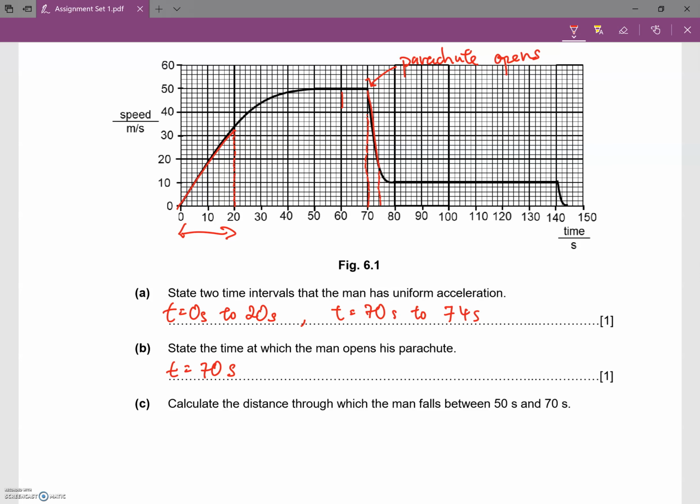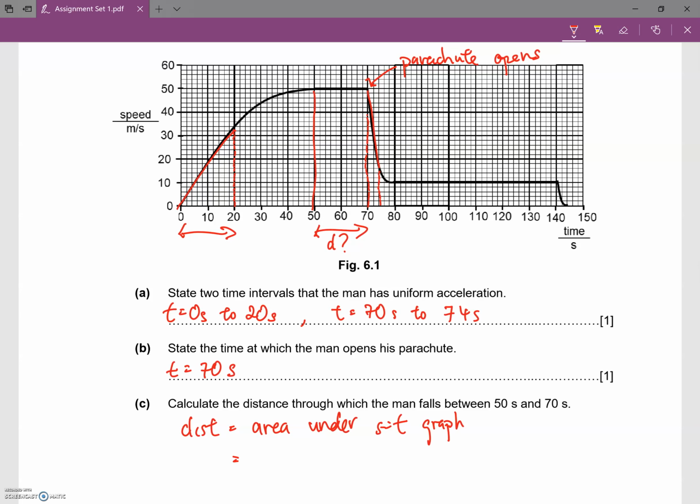So let's also find distance. Oh, sorry, wrong part. Let me erase this again. So let's find the distance covered here from 50 to 70. What is the distance covered here? For any speed-time graph, we know that to calculate the distance is actually the area under the graph. To be exact, it is the area under the speed-time graph.